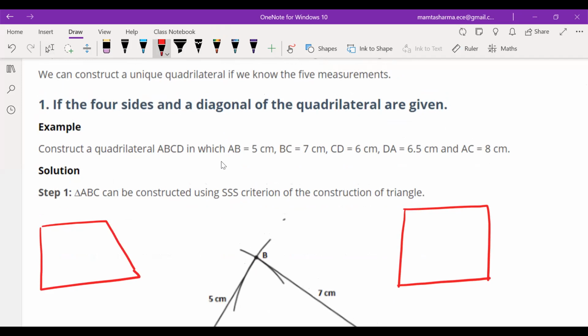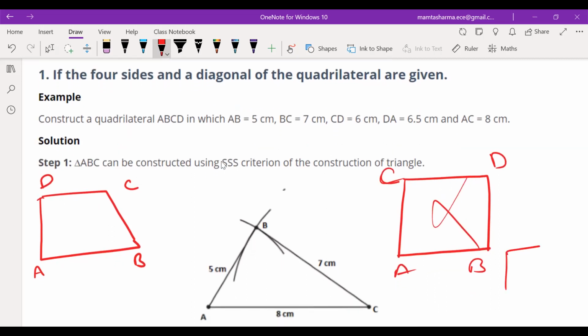And give the name A, B, C, D to this quadrilateral. Give the name in a sequence, either clockwise or anti-clockwise. Both are correct. But don't break the sequence, otherwise you will get a wrong answer.